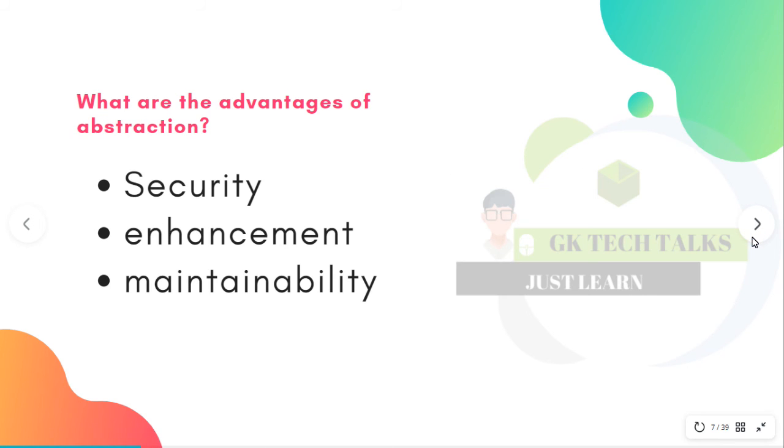What are the advantages you are going to get by implementing the concept called abstraction? You are going to get security. Why? Because you are not providing all the details of your internal implementation, so nobody can copy it or access it, and at the same time it will be easy to enhance without affecting the end user. Because what you are doing internally, they are not aware of. Whatever you want, you can change the logic and provide the service.